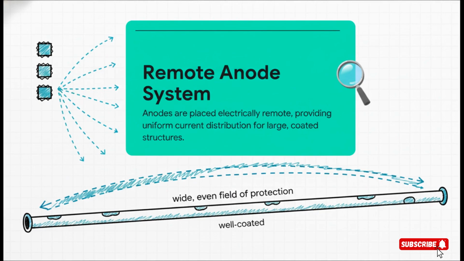And now for the remote system. This is the complete opposite approach. You put your anodes way, way out there. It sounds weird, but think of it like a light bulb in a big dark room. The farther away that bulb is, the more evenly it lights up the whole space. It's the same idea with current. A remote ground bed throws a wide, even field of protection over a massive area. This is by far the most efficient way to protect long, well-coated structures like cross-country pipelines, where you can protect miles and miles from just one spot.